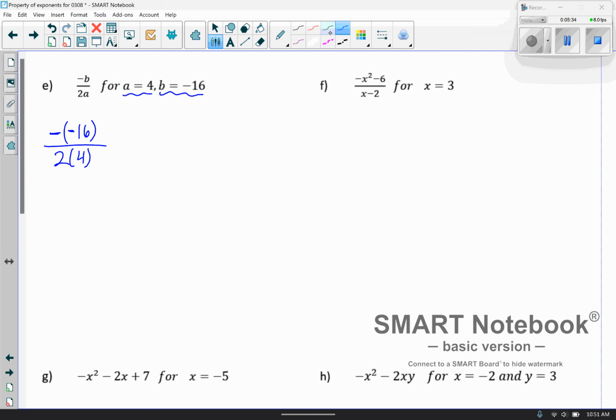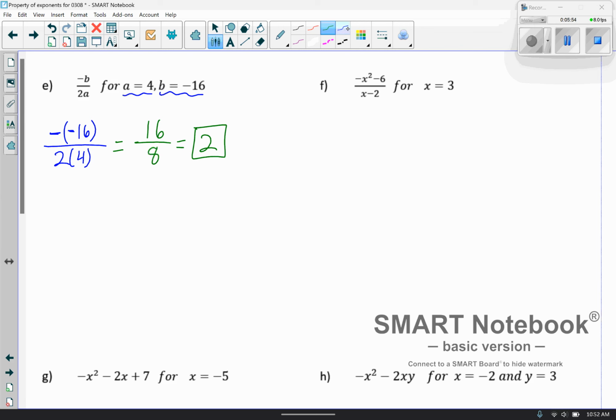And then now we're just going to simplify this. So on top, I have those double negatives, negative negative 16, which will become positive 16, and then 2 times 4, which would be an 8, and then 16 divided by 8 is 2.